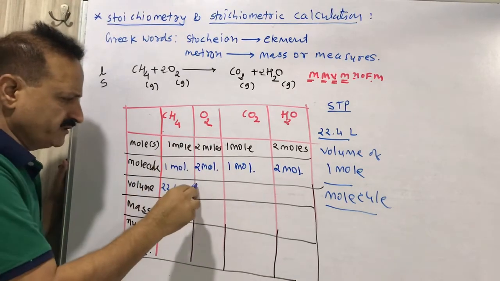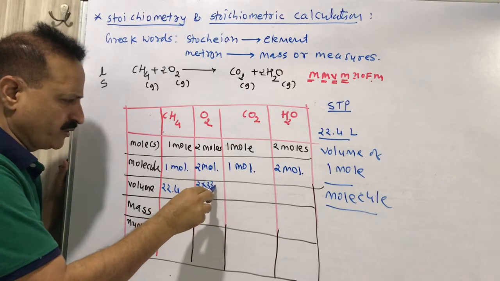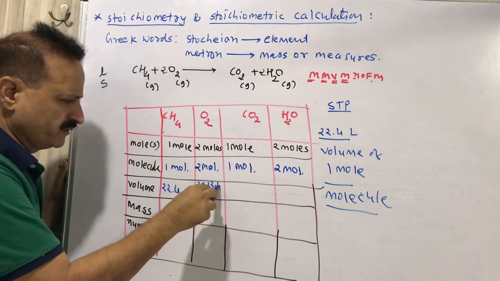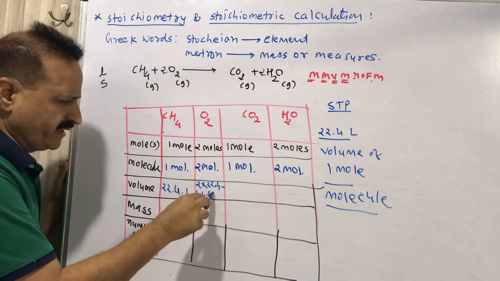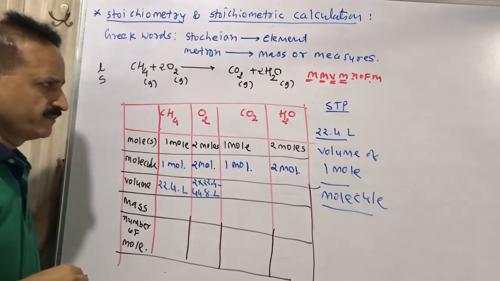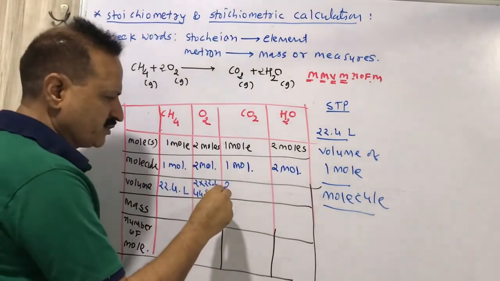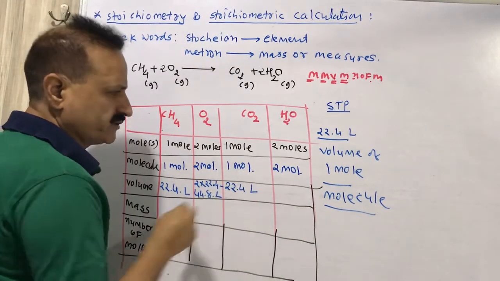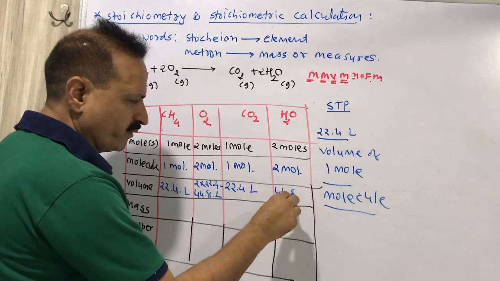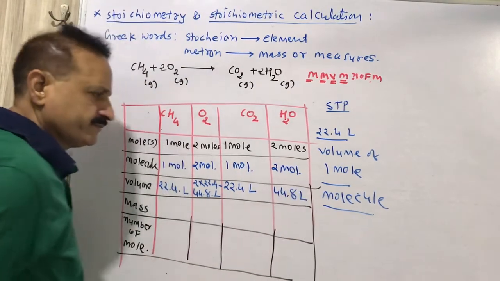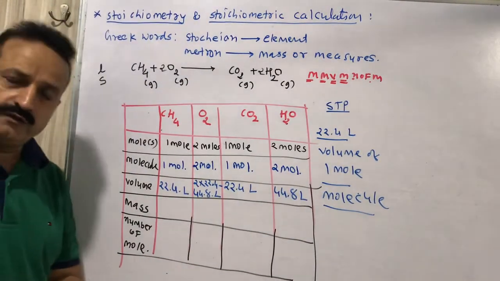2 moles means 2 into 22.4 liters, which is 44.8 liters. 1 mole is 22.4 liters. 2 moles, now I am writing directly, 44.8 liters. Clear?